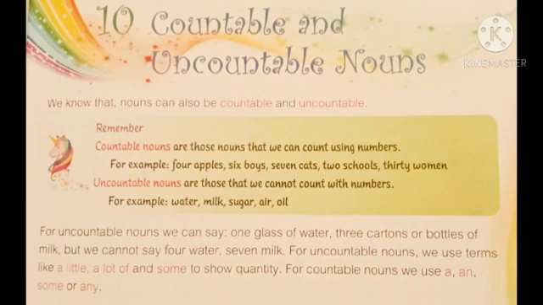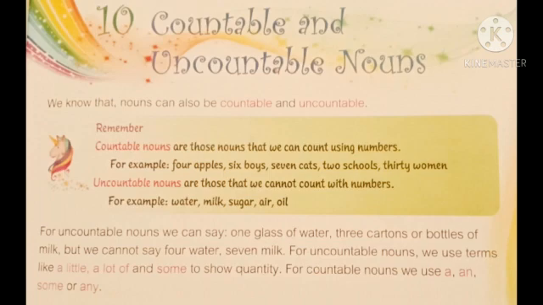What are countable nouns? Countable nouns are those which we can count in numbers. Example, 6 boys, 7 cats, etc. Next, uncountable nouns are those that we cannot count with numbers. For example, water, milk, sugar, air and oil. What are uncountable nouns? These are nouns which we cannot count with numbers. For example, water. Can we count water in numbers? No. Can we count air in numbers? No. So, these are called uncountable nouns.